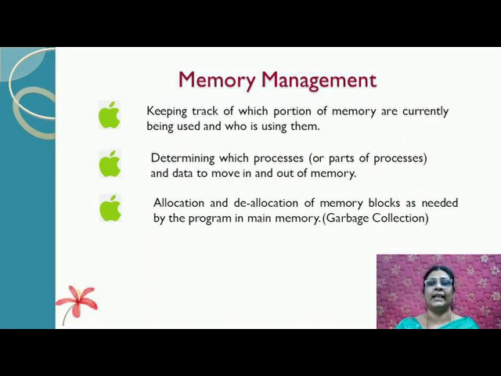And the third one: allocation and deallocation of memory blocks as needed by the program. In memory there are so many blocks, like in a book we could say there are so many pages. Whenever we are supposed to allocate a room, we follow some strategy. Here the operating system follows some algorithm to allocate and deallocate memory blocks as needed by the program in main memory. The deallocation we call garbage collection.